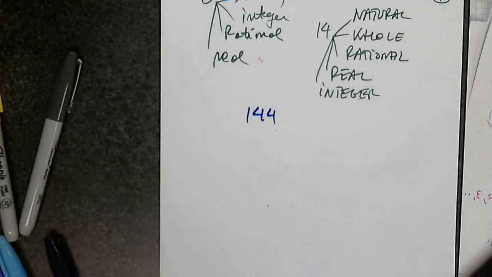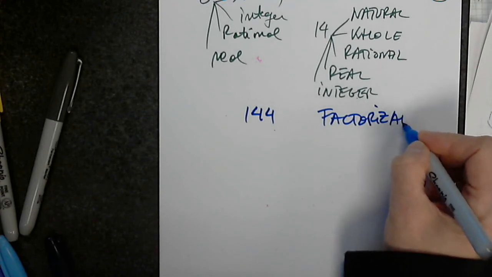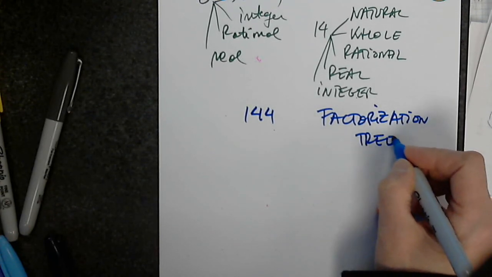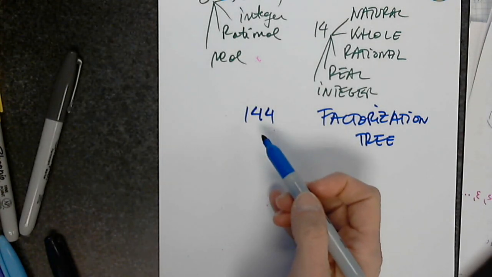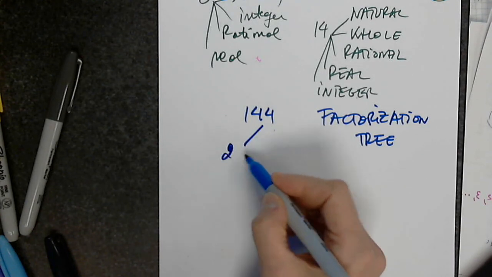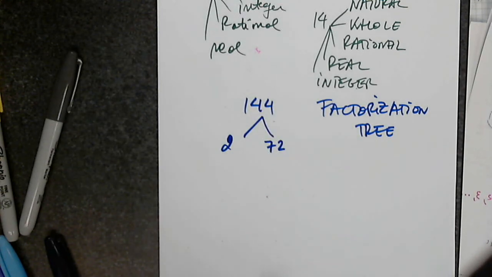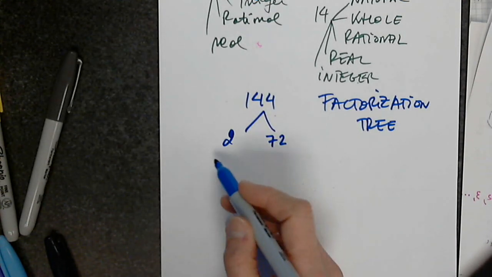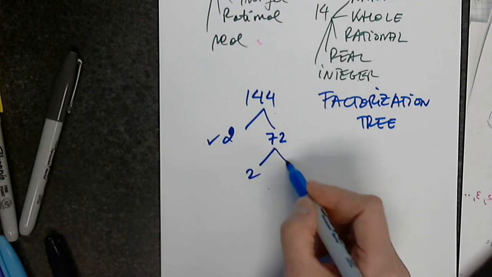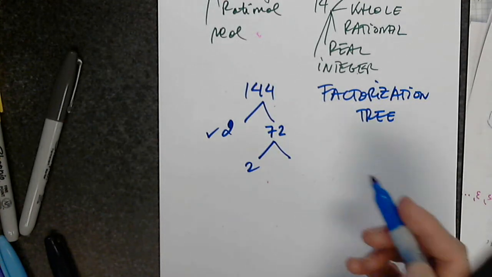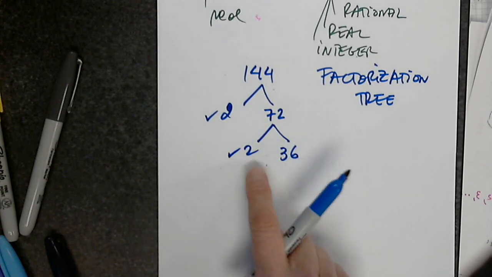So this is called the factorization tree. Ready? I see 144 is divisible by 2 because it's an even number, correct? Okay, 2. Yes, I have 72, correct? Is 2 times 72 144? This is a prime number, I'm done with it. But here, this is an even number, it must be divisible by 2, and then I know the rest will be 36. So then I'm done with this.